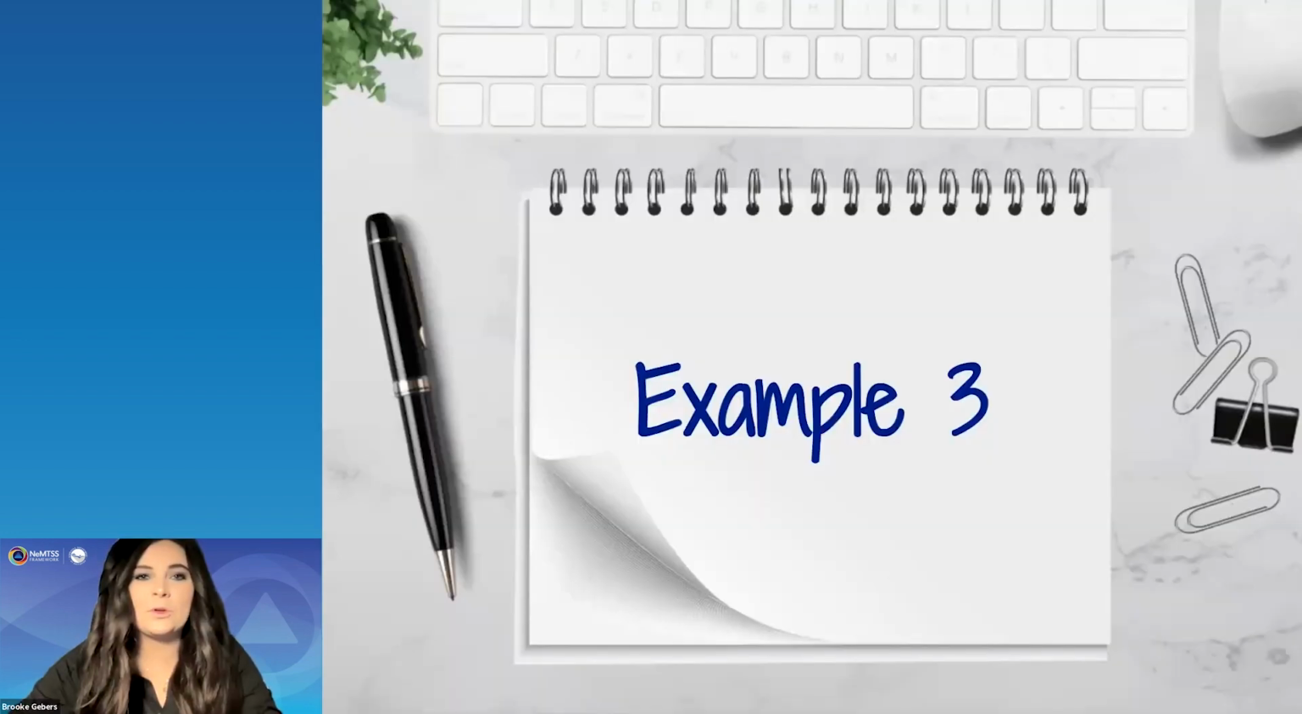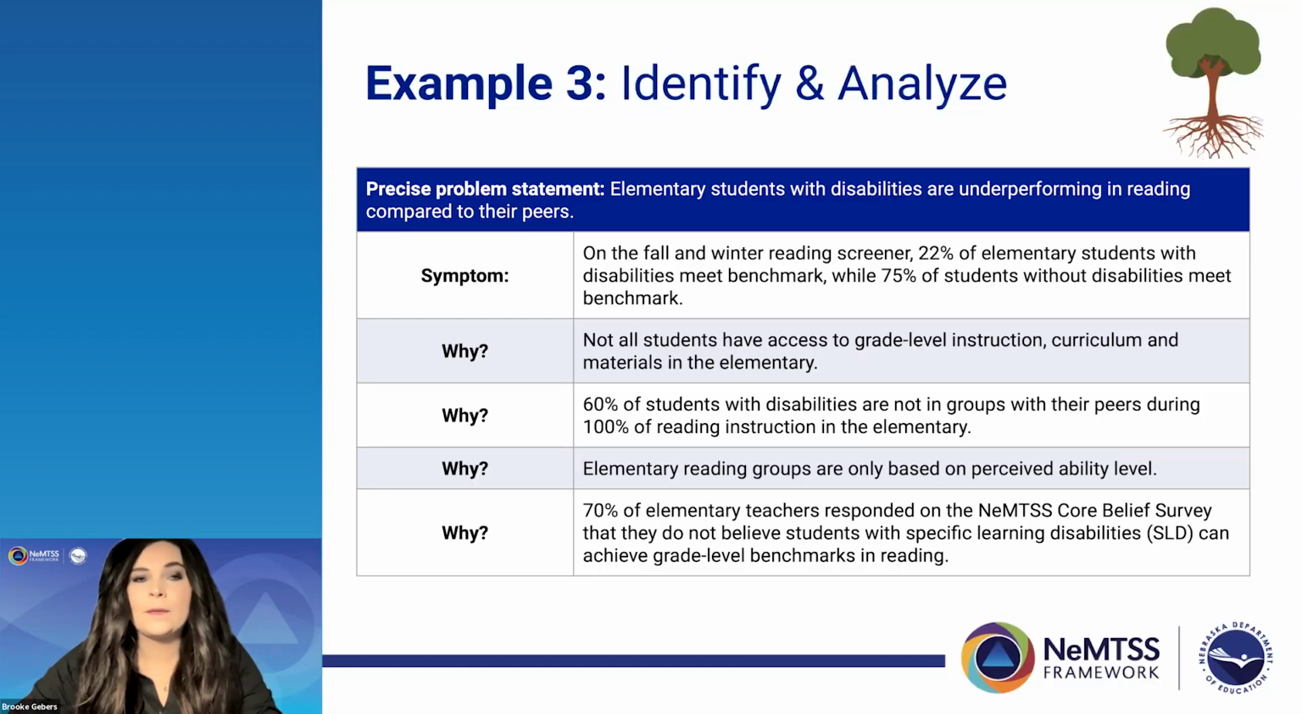In our final example, we'll be looking at a plan created by an elementary leadership team around strengthening flexible grouping practices. While analyzing data, the elementary team determined that there was a problem when they noticed that elementary students with disabilities are underperforming in reading compared to their peers.